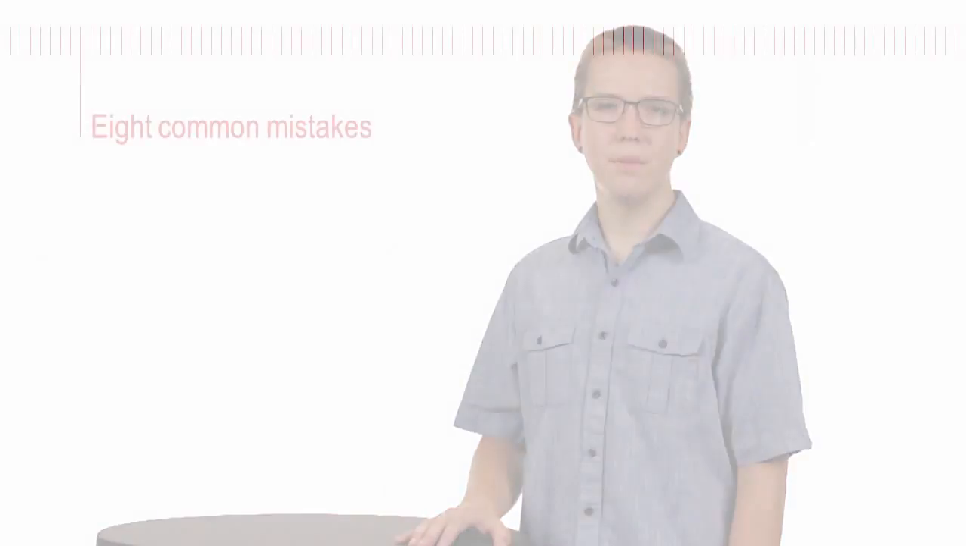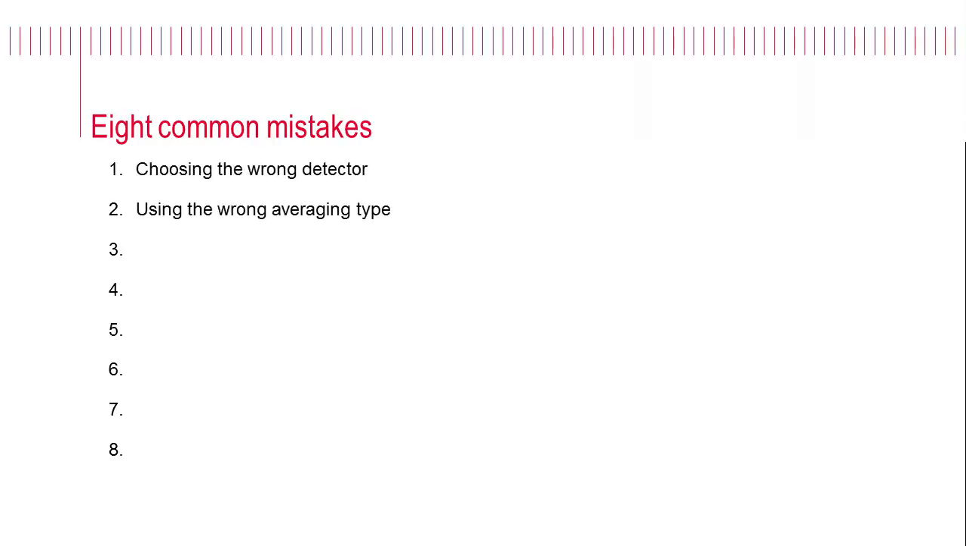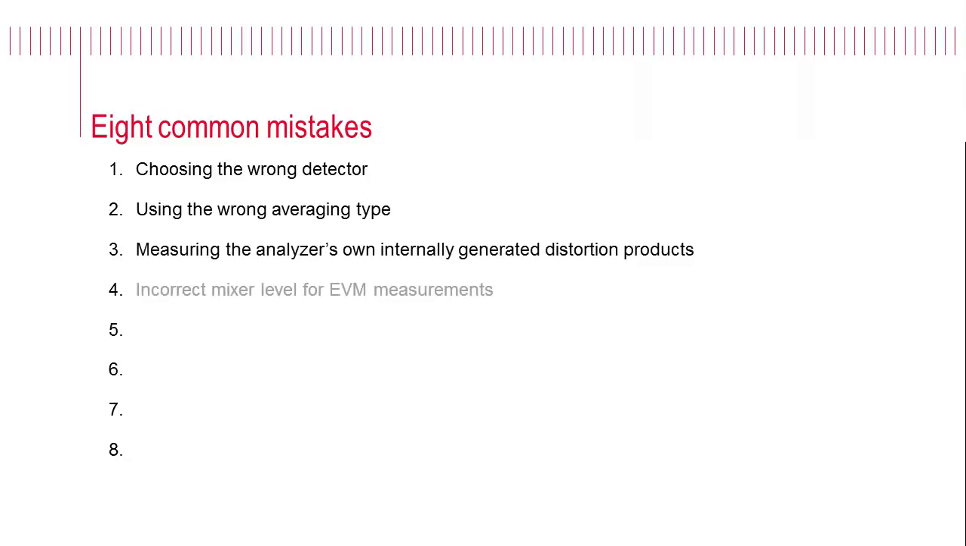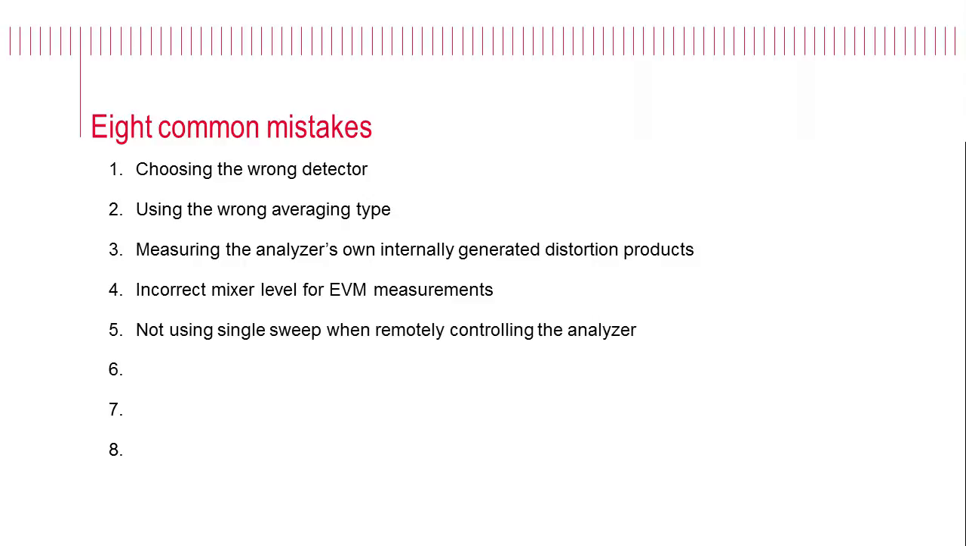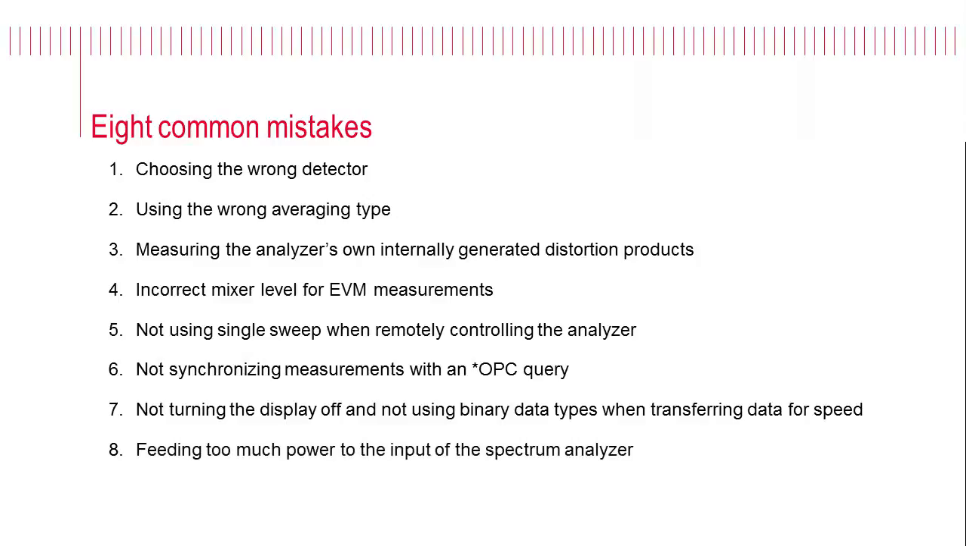Spectrum analysis is important for understanding the frequency domain characteristics of components, devices, and systems. I'm going to show you how to avoid 8 mistakes that plague the accuracy and effectiveness of spectrum analyzer measurements, including using the wrong detector, using the wrong averaging type, measuring the analyzer's own internally generated distortion products, incorrect mixer level for EVM measurements, not using a single sweep when remotely controlling the analyzer, not synchronizing the measurements with a star OPC query, not turning off the display and not using binary data types when transferring data for speed, and feeding too much power to the input of the spectrum analyzer.